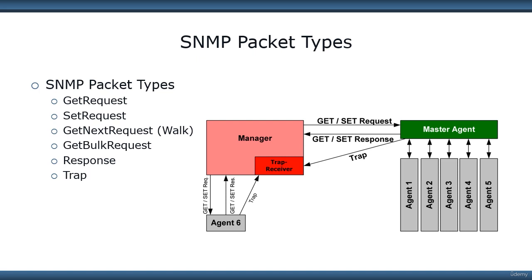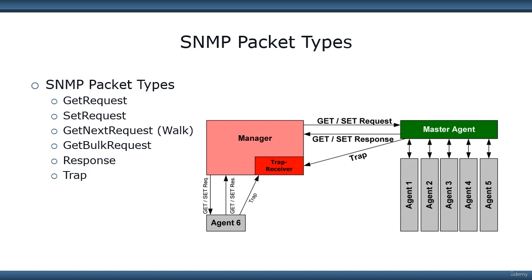Get next request, walk is the other term for that. That's basically if you want to start going down through the hierarchy of the management information base. Get bulk request is I'm just asking for more than one piece of information at a time. And then response. The last one is probably the most important one.